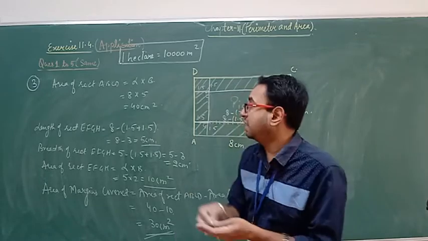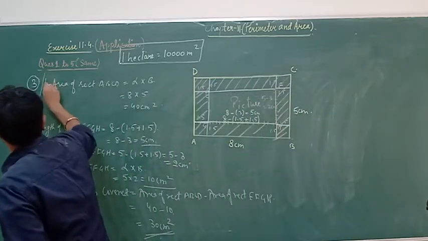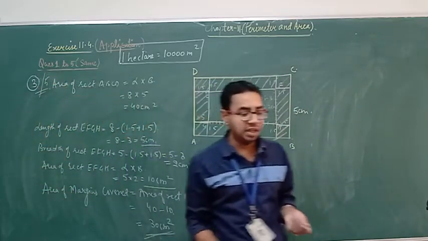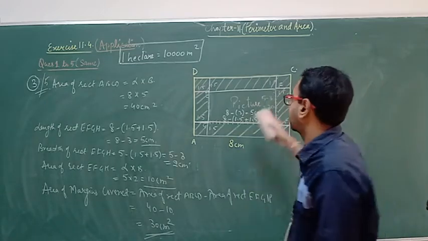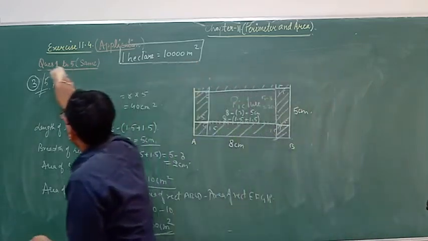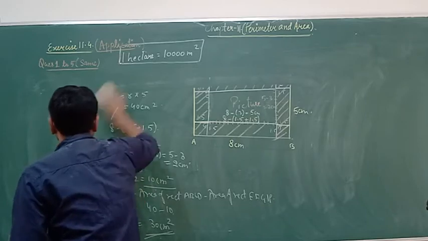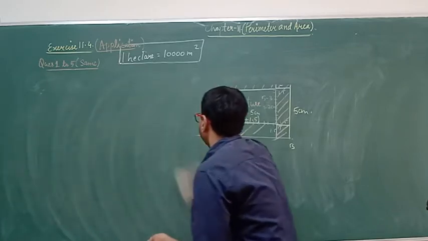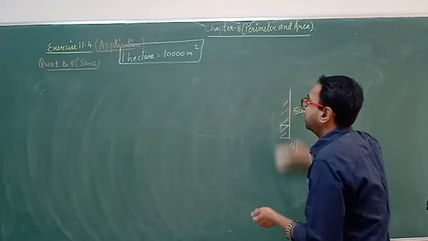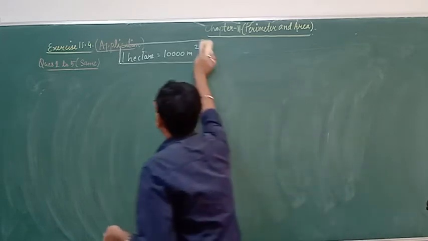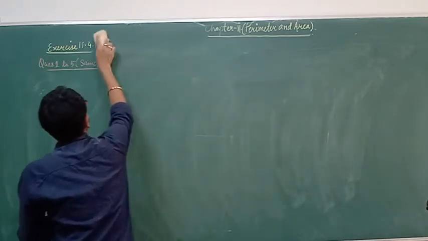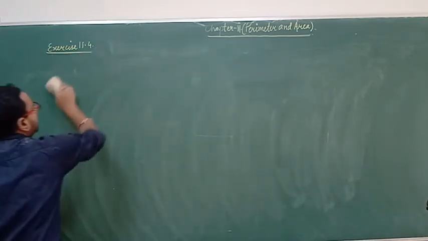Question number 5 is exactly based on this question. You can try. Are we clear? Question number 6. So questions 1 to 5 you can try, they are completely based on this. Question number 6 and 7 are again exactly the same. Understand the question.